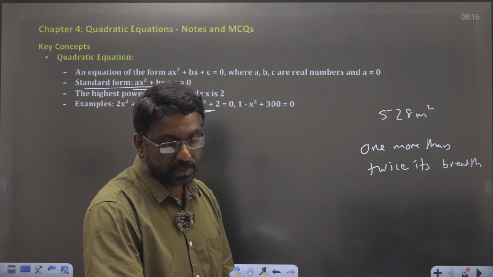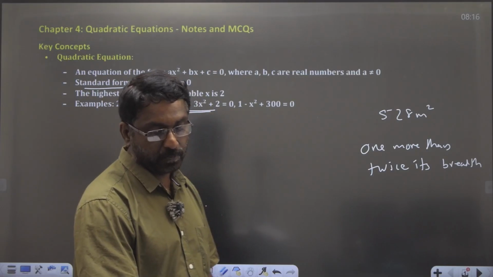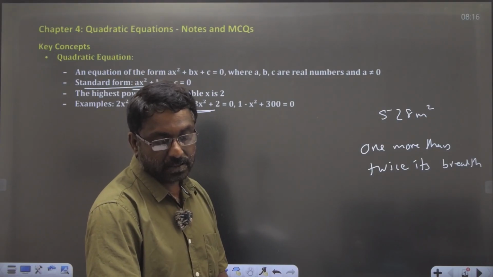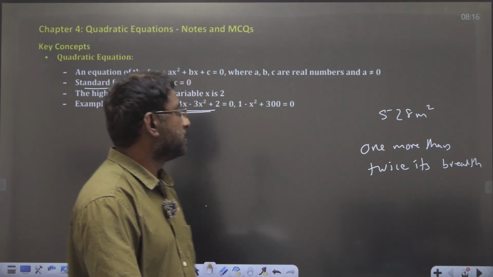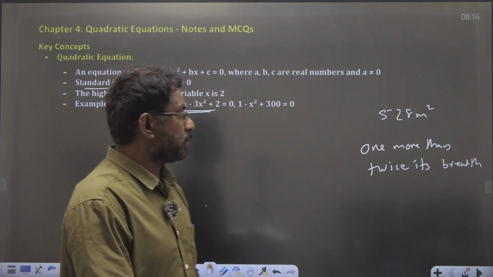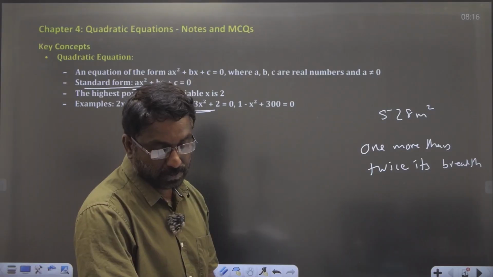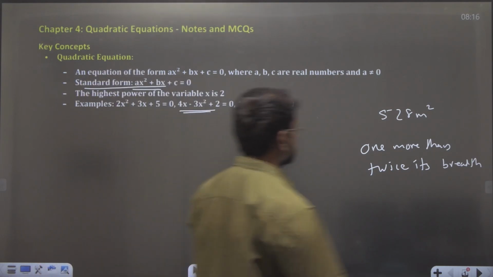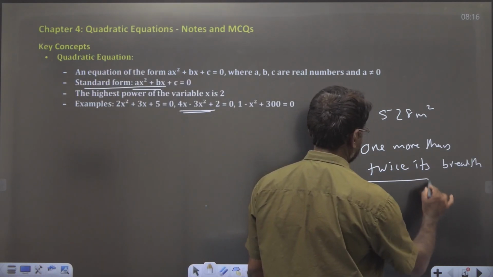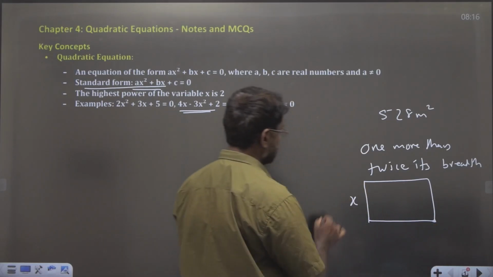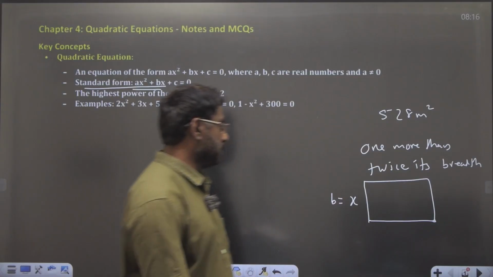We need to find the length and breadth of the plot. Form a quadratic equation. Okay, suppose this is the rectangular plot. Suppose breadth is x meters.